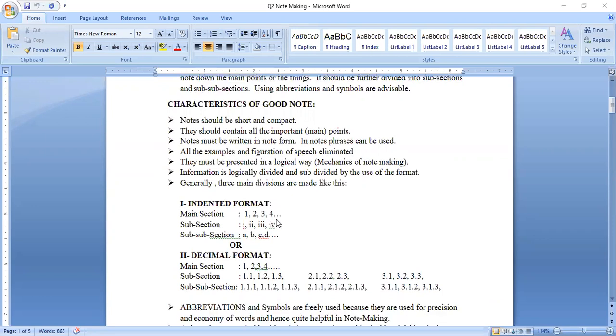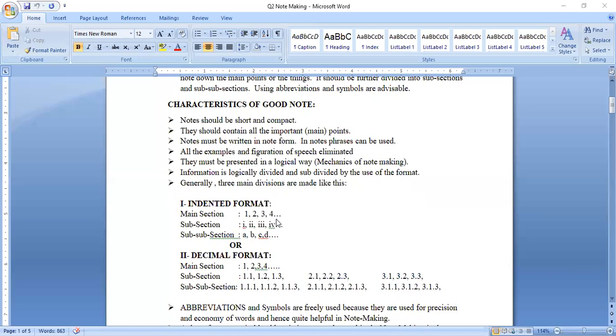As characteristics of good notes, notes should be short and compact. That means short, concise writing. What is the meaning of precise? We pronounce the term precise, but what is the meaning? Precise means concise. Concise means we have to cut short, make a long story short, and come to the point. So notes should be short and compact. They should contain all the important or main points. Notes must be written in note form. That means in notes, phrases can be used.